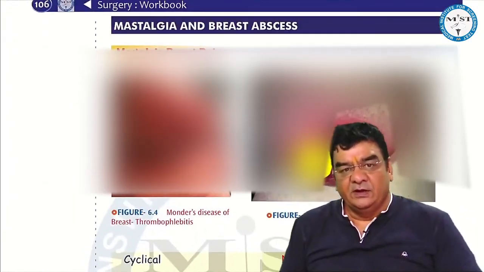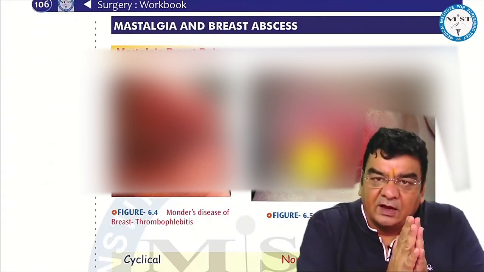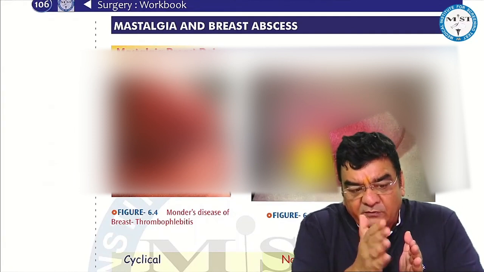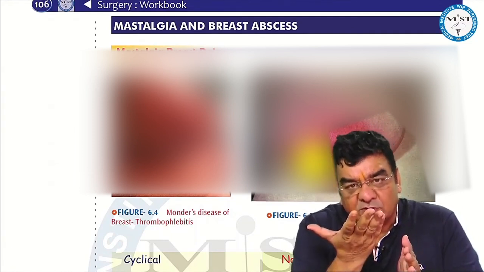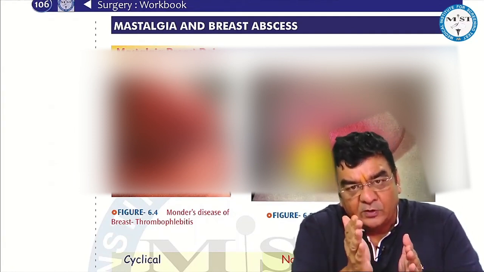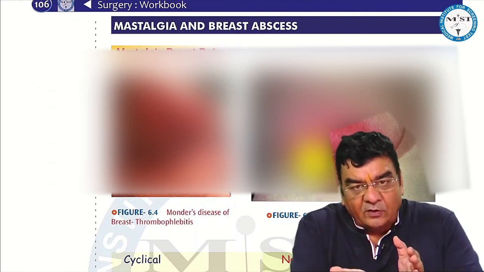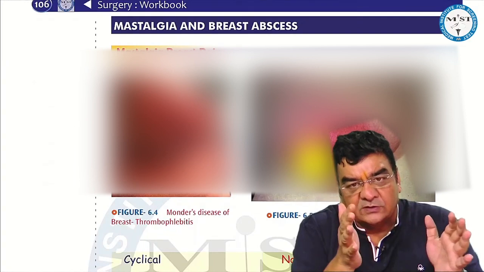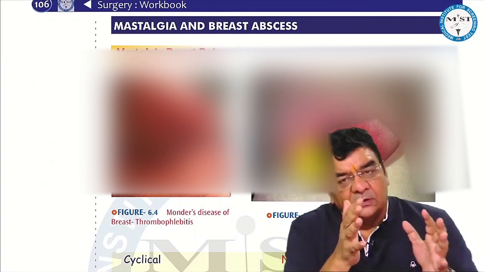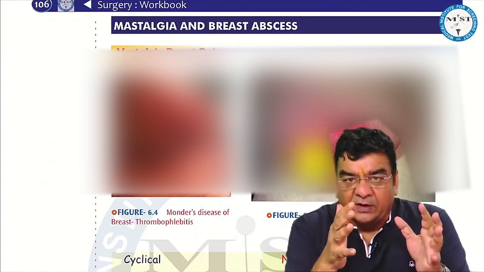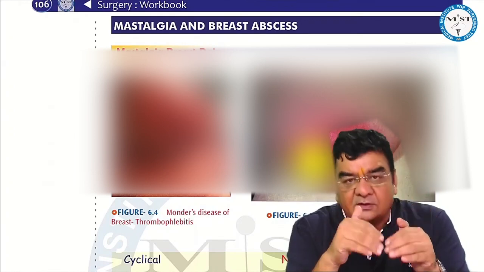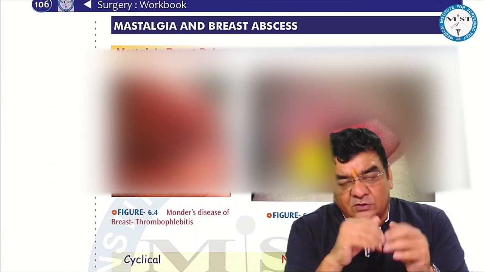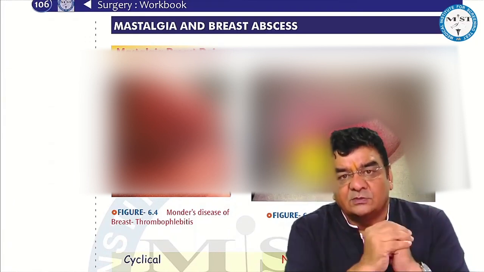Mastalgia is breast pain. Now this can be cyclical and non-cyclical. Cyclical is related to the menstrual cycle, and varies with the phases of the menstrual cycle. In every female in the reproductive age group, the hormone levels are fluctuating. When the hormone level increases, there is hyperplasia of cells inside the breast. This causes congestion and pain. And when during the cycle the hormone level falls, there is involution of the hyperplastic cells and the breast becomes normal.